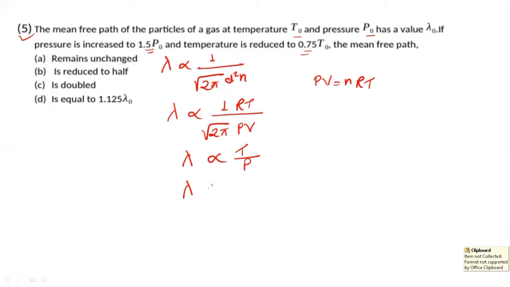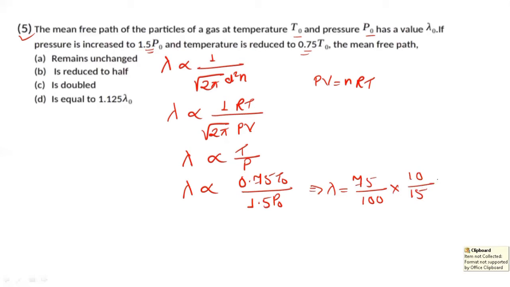In the question it is given that the pressure is increasing by 1.5 and the temperature is decreasing, so we will write 0.75 T naught divided by 1.5 P naught. This will give you lambda equals, you can remove the proportionality constant on your own, we are just calculating the value, 75 by 100 into 10 by 15, removing the decimal, into T naught by P naught.